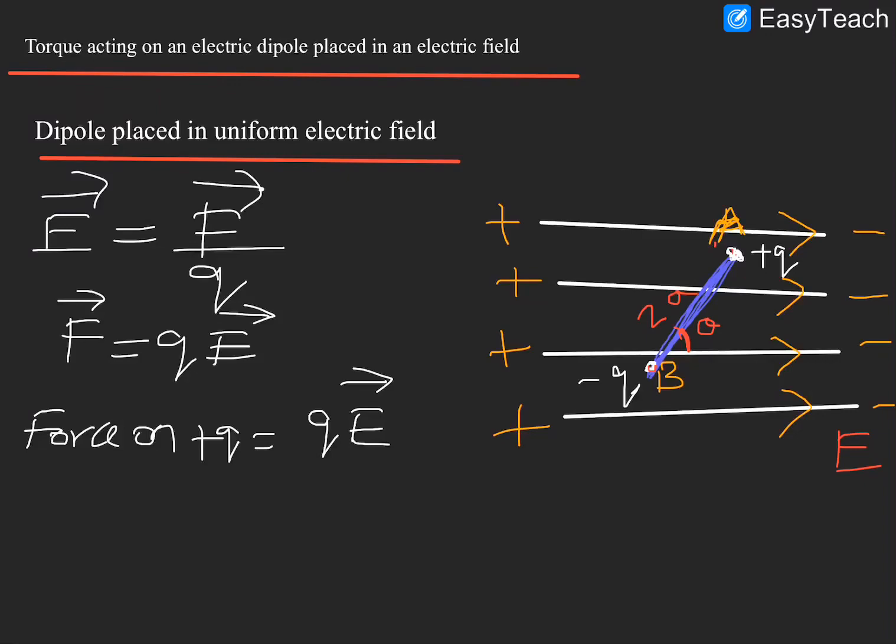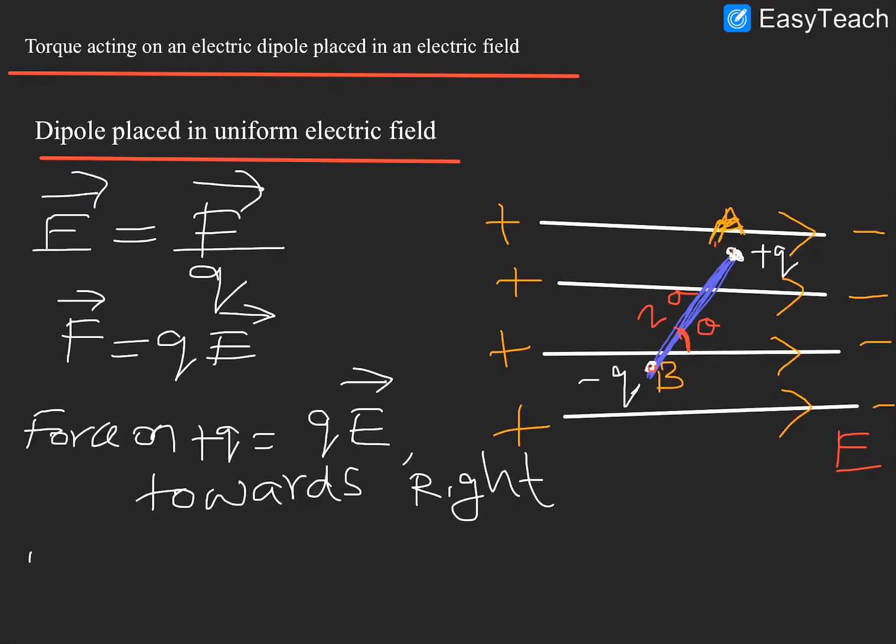Now what is the direction? You can see from the diagram itself, this is positive side. Positive will always repel this positive, and this negative will always attract this positive. So this negative will attract towards it, and this positive will repel this one. That means the force acting on this plus q will be in this direction, isn't it? Because this will attract, that means this direction, and this will repel, that means again this direction. So the force acting on plus q is towards the right.